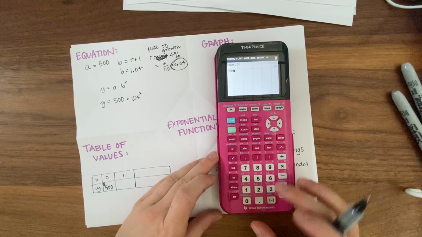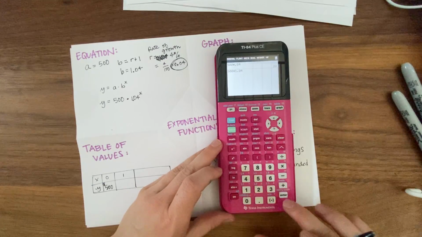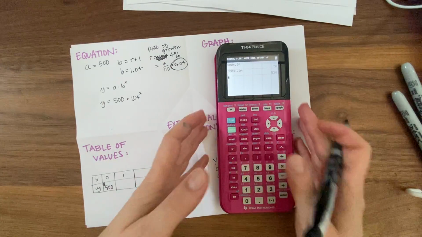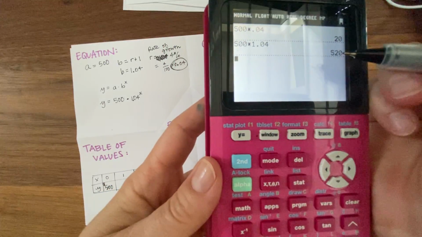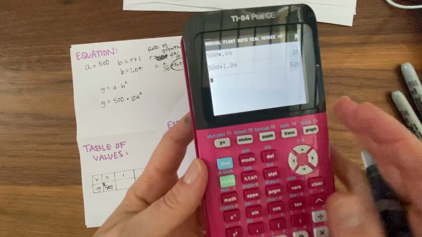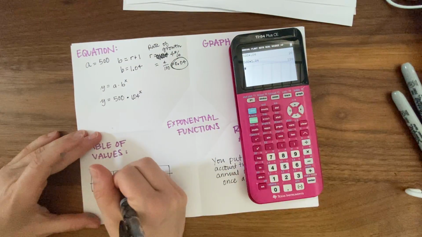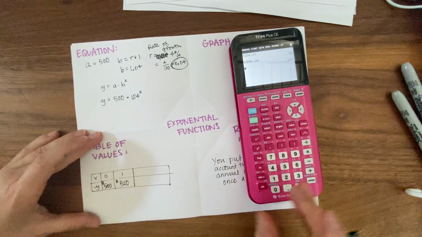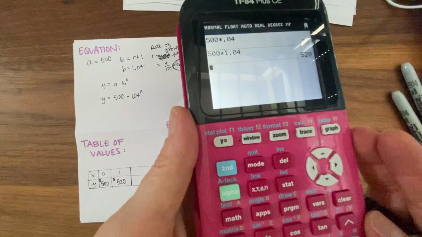So I'm going to do 500 times 1.04, and I should get 520. So that's where we get our 100% plus our 4%. So that's how we get that. So after 1 year, we've earned $20 because we've allowed the bank to hold on to our money for us.